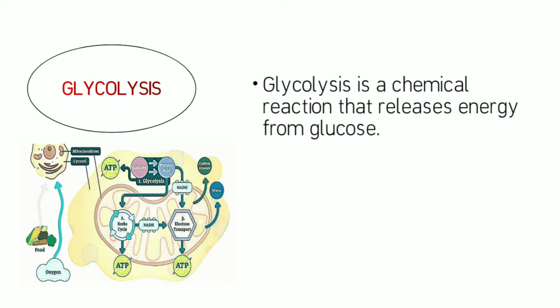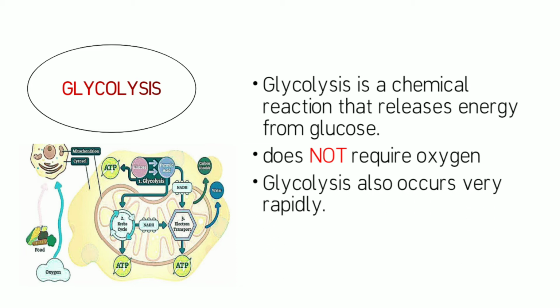Okay, so glycolysis is a chemical reaction that releases or produces energy from a glucose compound. In addition, glycolysis does not require the presence of oxygen, meaning it is anaerobic. And glycolysis occurs very rapidly in the cytoplasm of eukaryotic and prokaryotic cells. For the overview of glycolysis, glucose is a 6-carbon ring molecule that is found in the blood and is usually a result of the breakdown of carbohydrates into sugar.